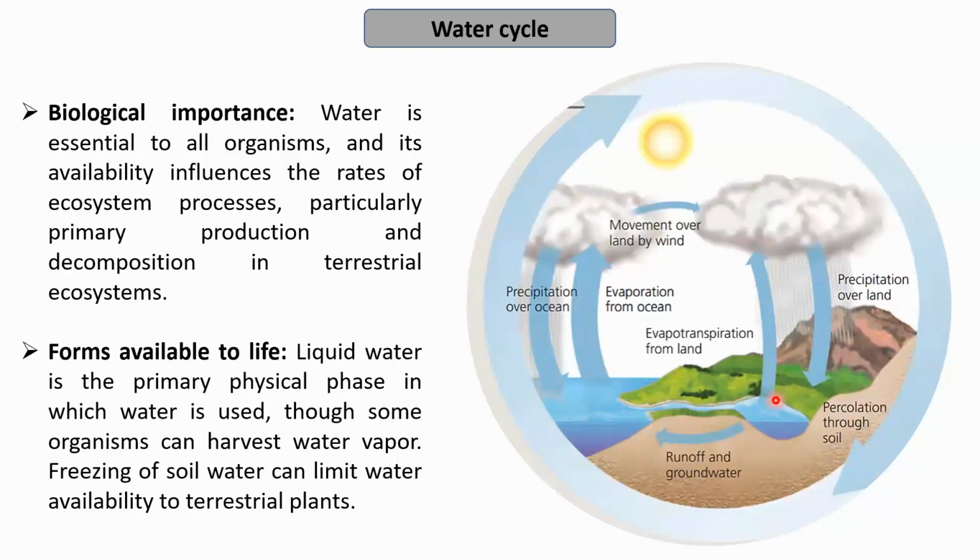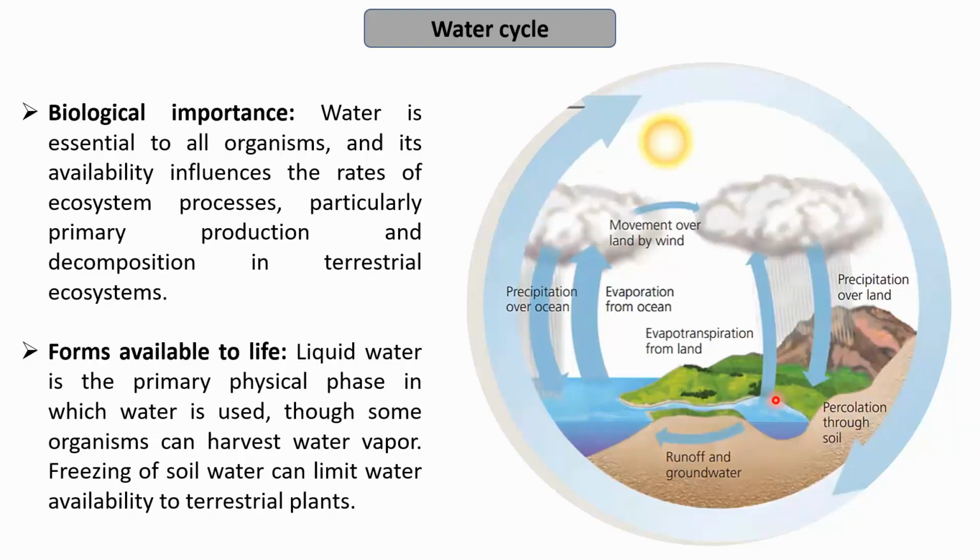Water is essential to all living organisms, and its availability influences the rates of ecosystem processes, particularly primary production and decomposition in terrestrial ecosystems. We know that humidity, or the availability of water, increases the rate of decomposition. Also, the productivity of primary producers is greatly affected by the availability of water. Therefore, water is a very important component and it is essential for the survival of all living organisms.